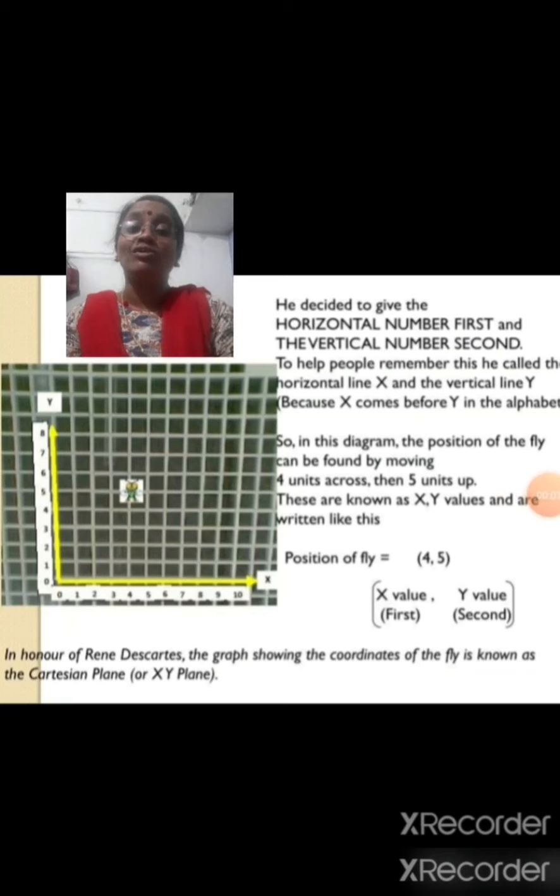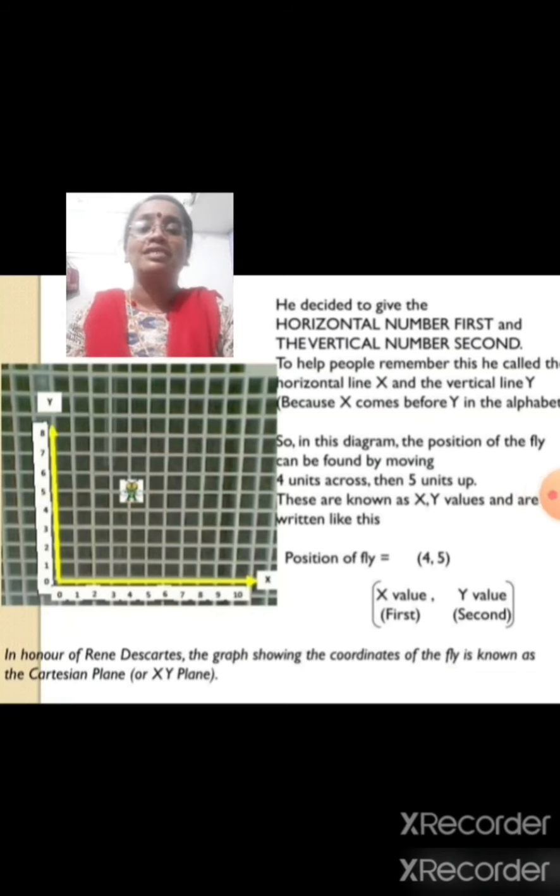What he decided? He decided to give the horizontal number first and the vertical number second. To help people remember that he called that horizontal line as X and the vertical line as Y, because X comes before Y in the alphabet. So in this diagram, the position of the fly can be found by moving 4 units across, then 5 units up. These are known as XY values and are written like this.